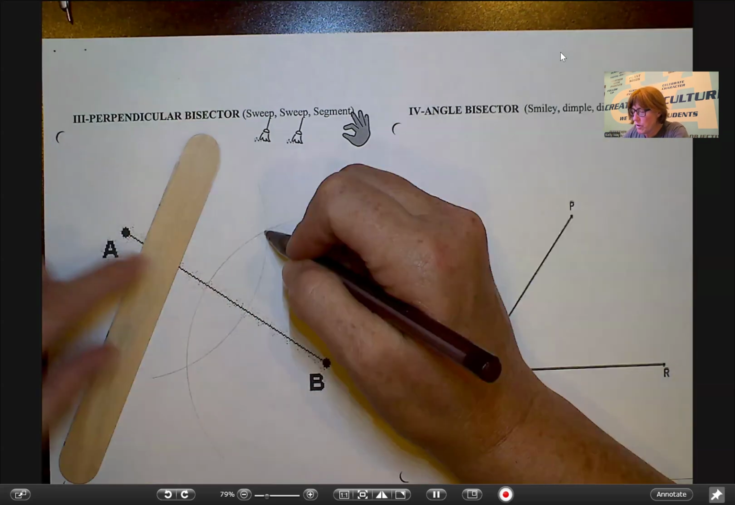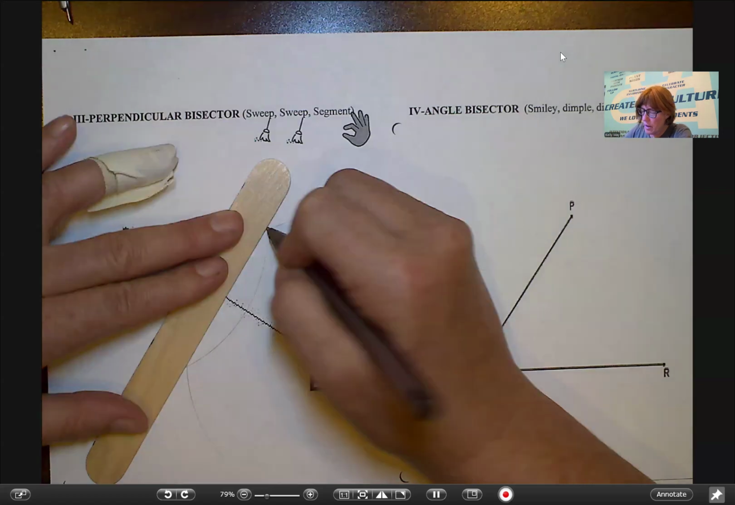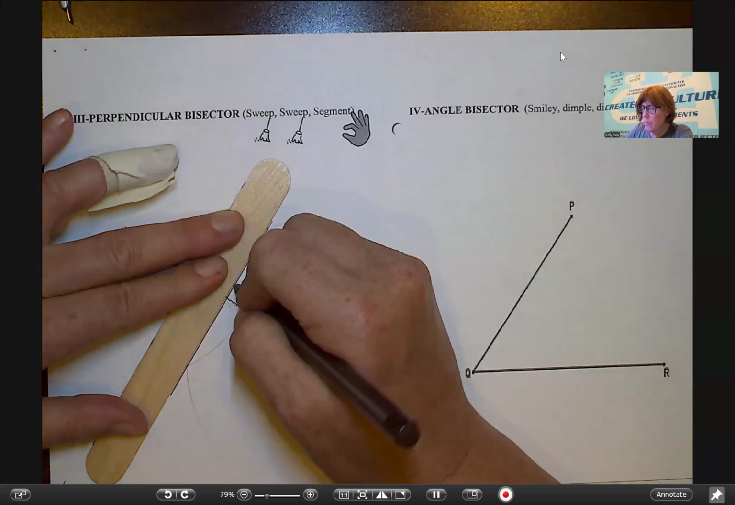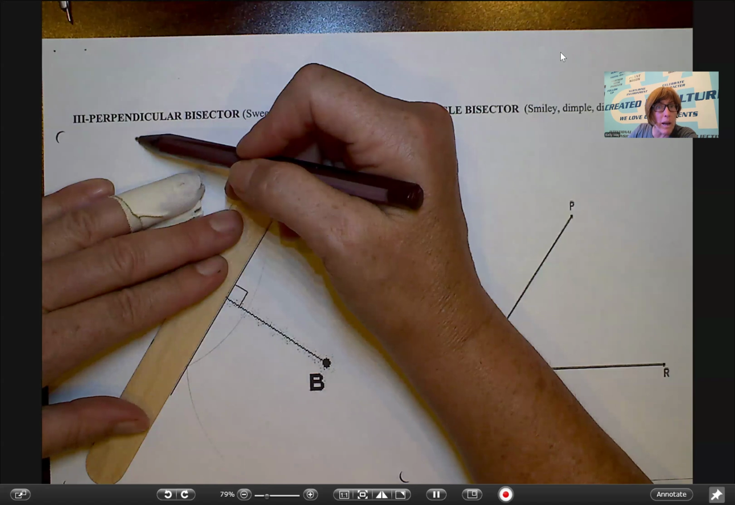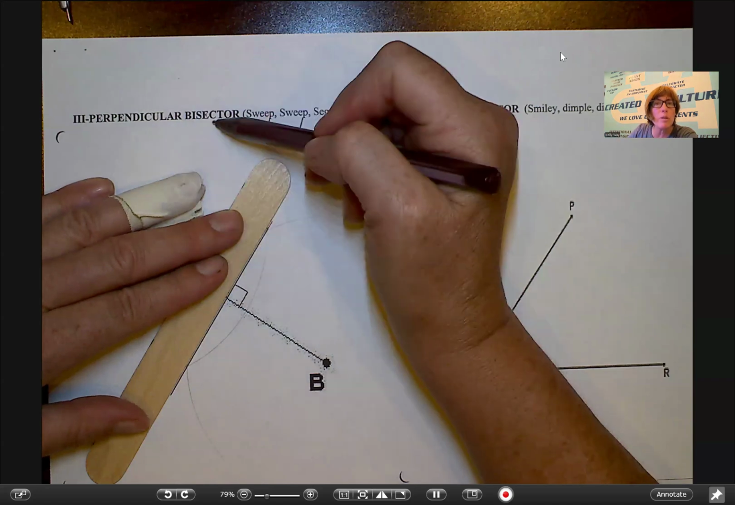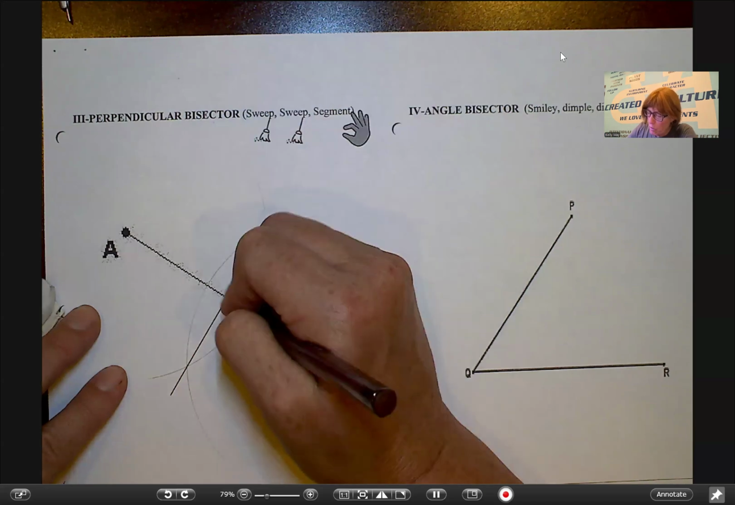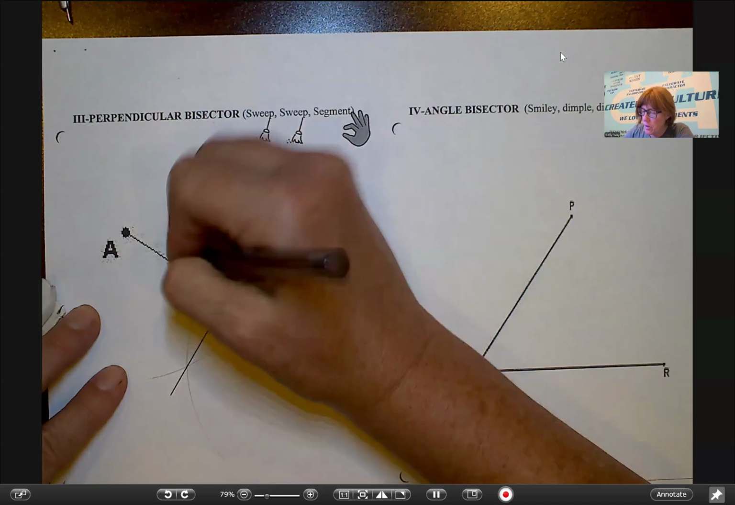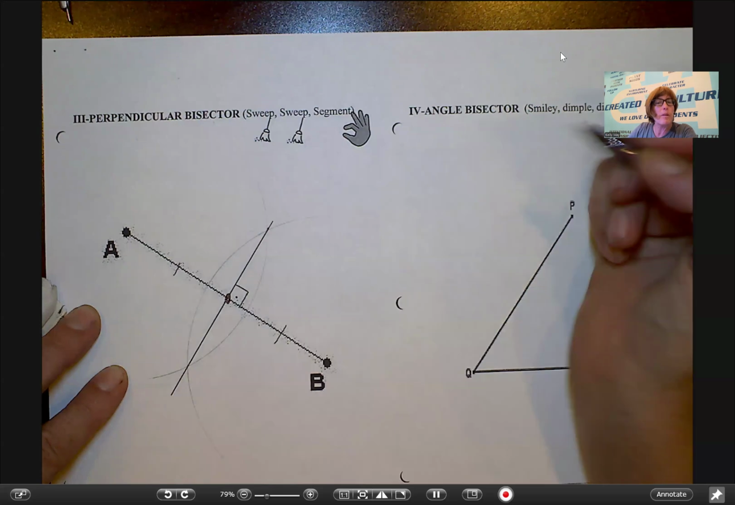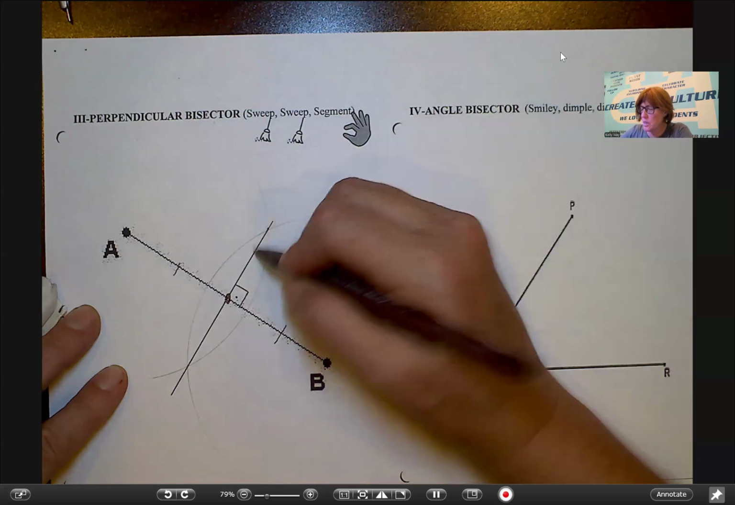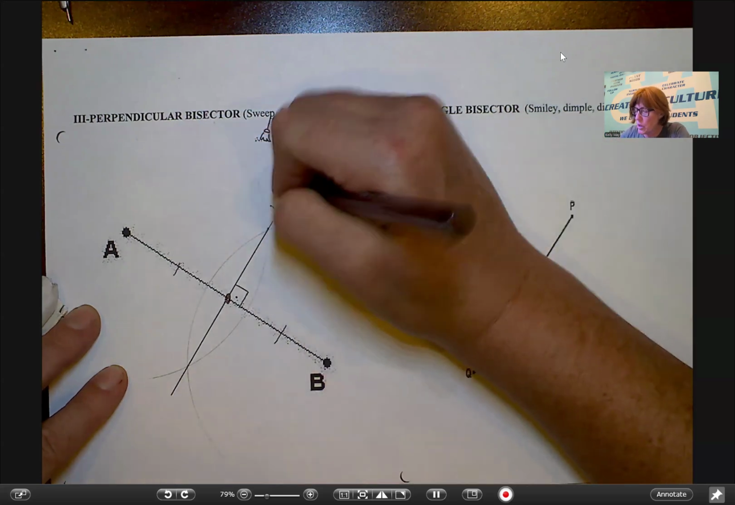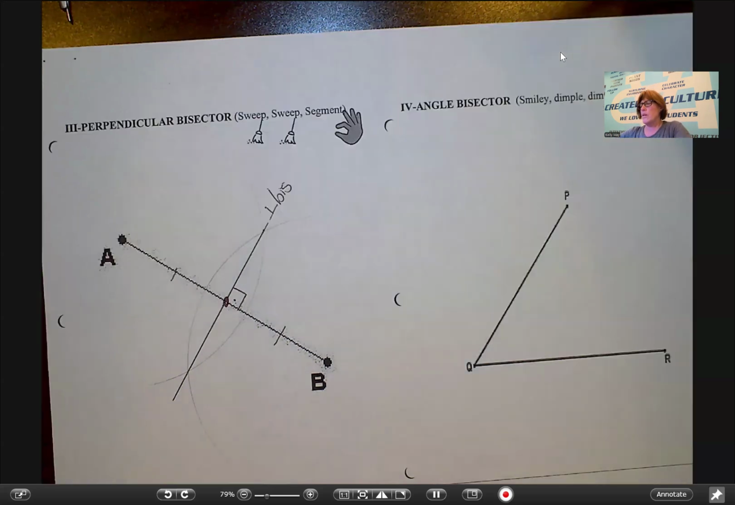Line up your points of intersection. Remember, perpendicular means make a right angle. Bisector means go through the middle. So not only do you have a right angle, but you have an exact midpoint. So this segment is a perpendicular bisector.